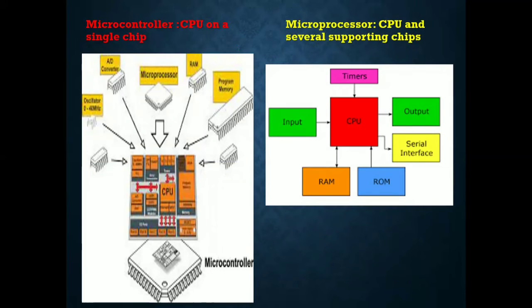Here are the differences between microcontroller and microprocessor. In a microprocessor, there is a chip which is the CPU, central processing unit, a silicon chip capable of performing arithmetic and logical operations. It is a dependent unit and requires additional chips like timers, input output ports, memory devices, RAM, ROM, serial interfaces, and some programmable ports for its functionality.